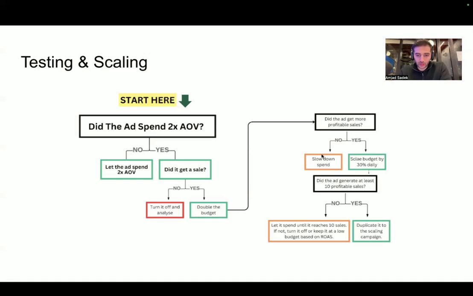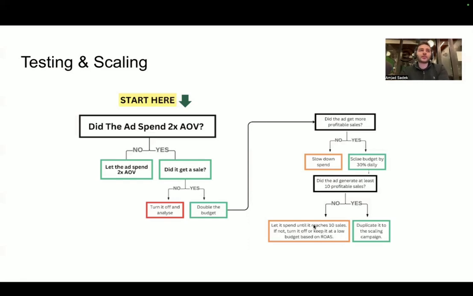I'm going to show you in a bit how you can analyze the creative. But here, after, like I say, yes, it got more sales and keeps scaling by 30%, then we ask ourselves, did the ad generate at least 10 profitable sales? If yes, then we duplicate it in the scaling campaign. I'm going to show you how the scaling campaign setup looks like. If no, then we let it spend until it reaches 10 sales. If not, turn off or keep at low budget based on your ROAS.